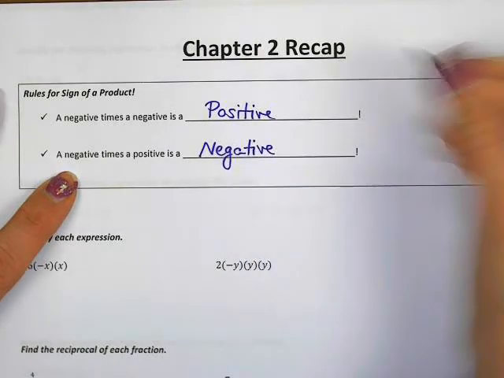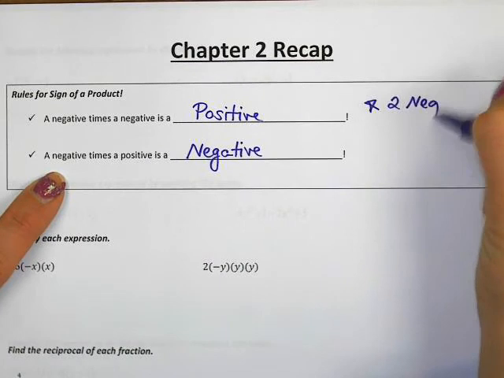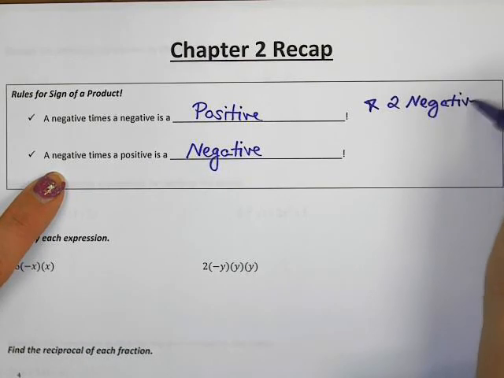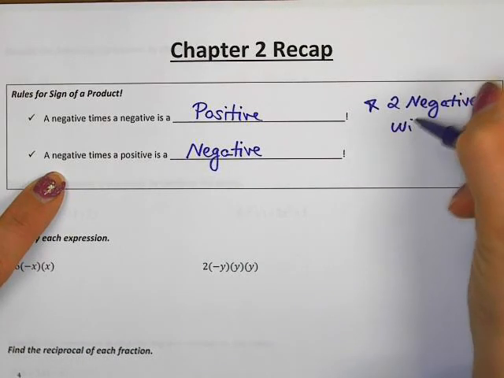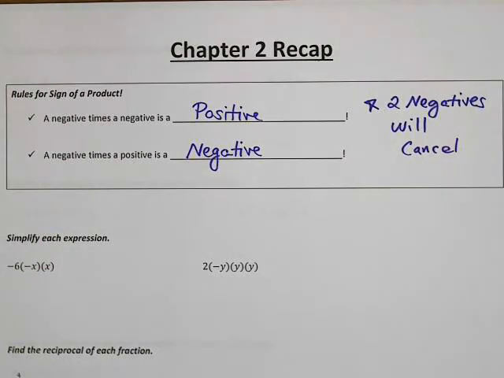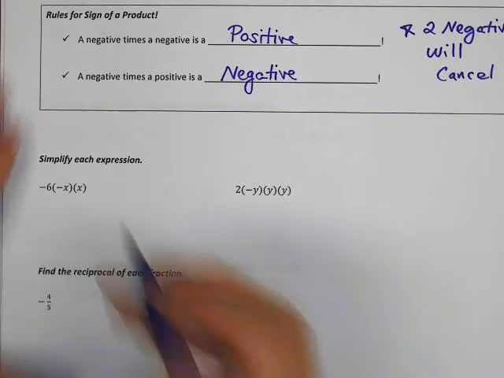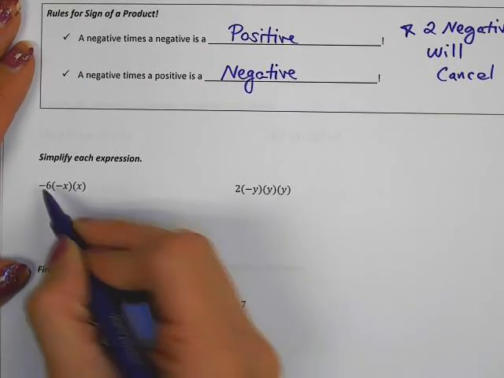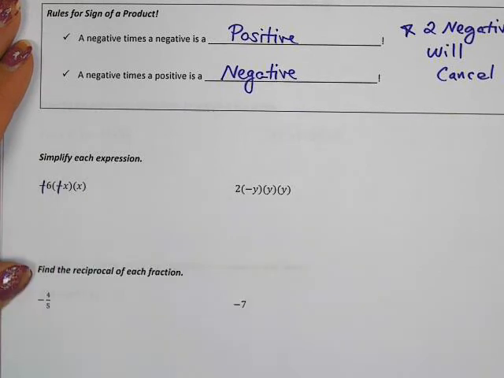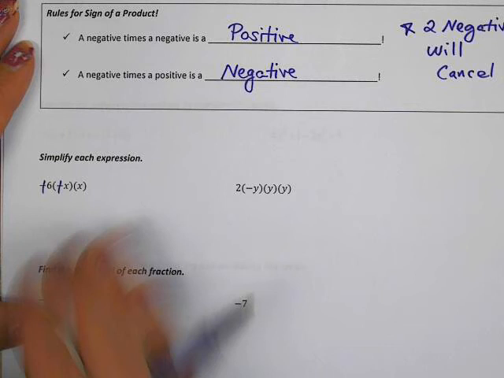Okay, so here's just a little note for you. Two negatives will cancel. So you have to look for two negatives in a row. Okay, example number 1. Simplify this expression. I see a negative times a negative, so those are going to cancel into a positive. Are there any more negatives? No, so my answer is positive.